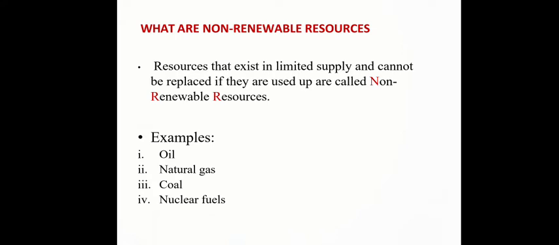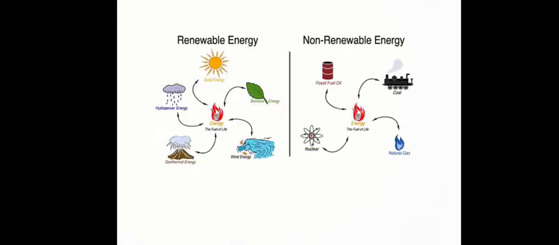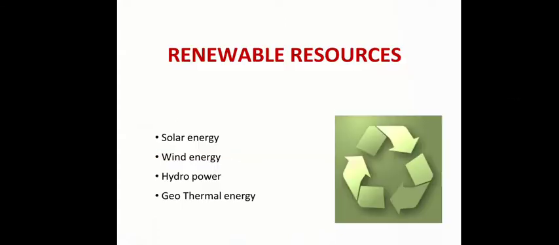Next are the non-renewable resources, resources that exist in limited supply and cannot be replaced if they are used up. They cannot be remade or regrown at a scale comparable to their consumption, and examples are oil, natural gas, coal and nuclear fuels. These are the renewable and non-renewable resources examples.